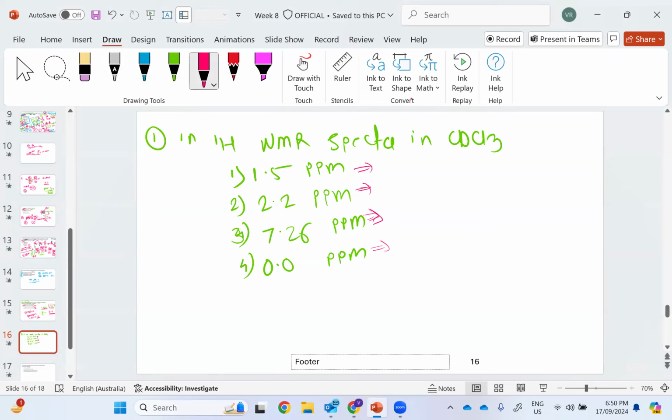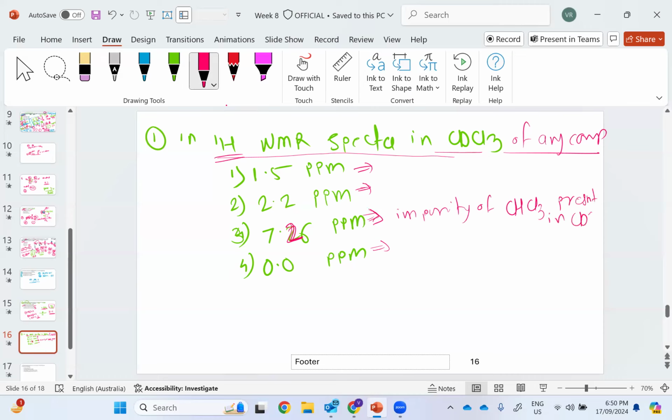But in the 1H NMR spectra, when you take the spectrum of any compound in CDCl3 solvent, we generally observe some peaks. So where does this peak come from? This 7.26 comes from the impurity of CHCl3 present in the CDCl3. That's why the peak at 7.26 is observed, not due to deuterium, right?